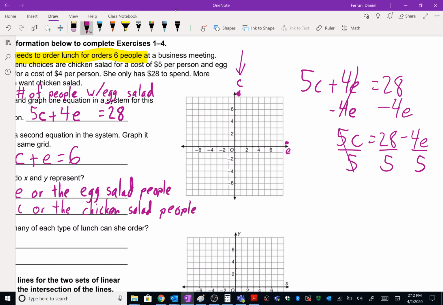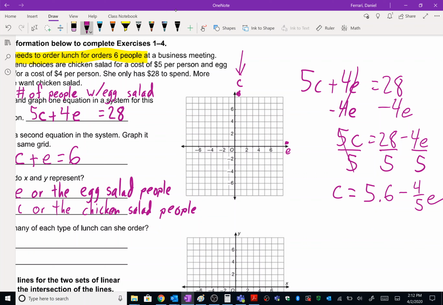Okay, and in this case, it leaves me with C equals, now if I take 28 over 5, I'm going to put it into the calculator just to make it easier for me to graph this. Okay, 28 over 5 comes out to 5.6 minus 4 over 5E.